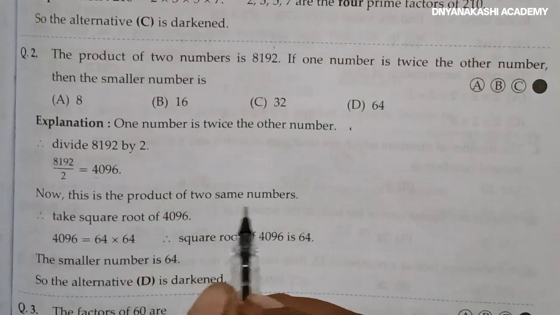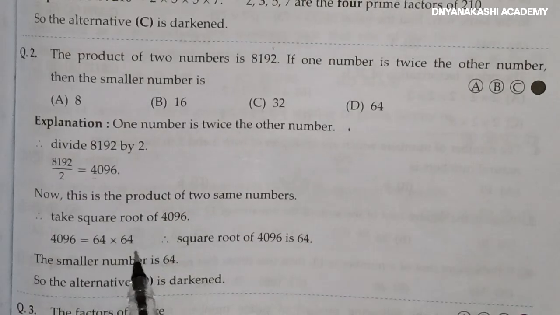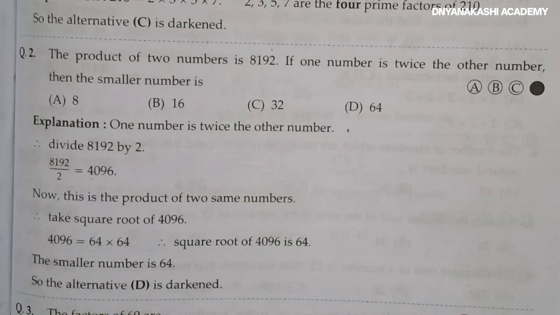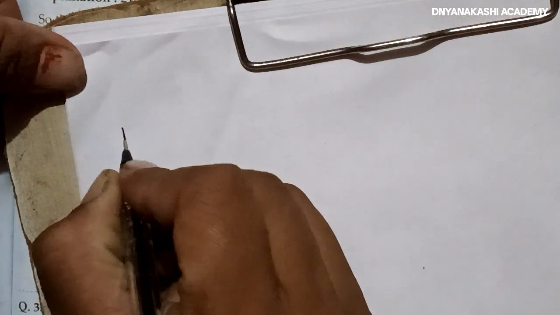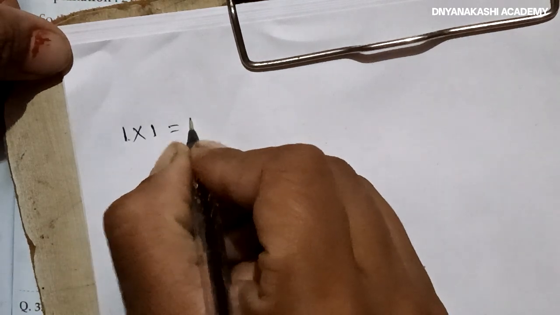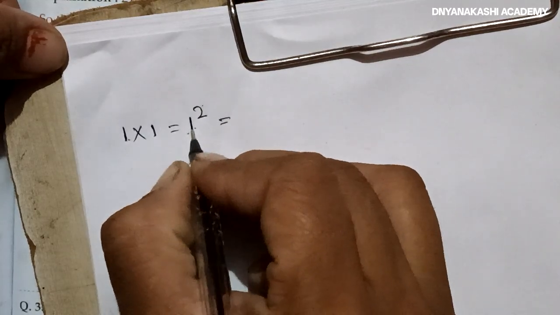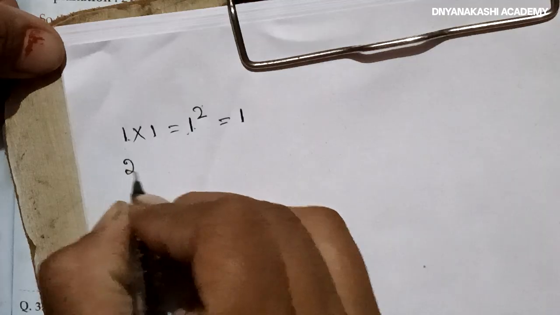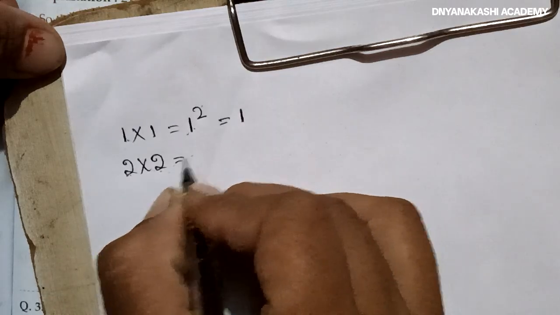Now this is the product of two same numbers, so we take the square root of 4096. We get 64. How to find the square root of a number? Square root means a number multiplied by the same number. For example, 1 multiplied by 1 is 1 squared, a square number whose square root is 1. For example, 2 multiplied by 2, I write 2 into 2. How many times is there?